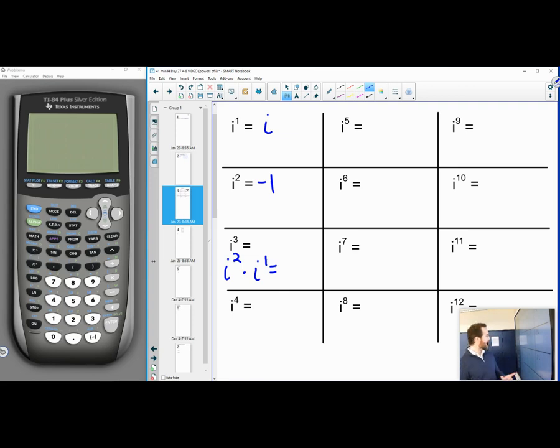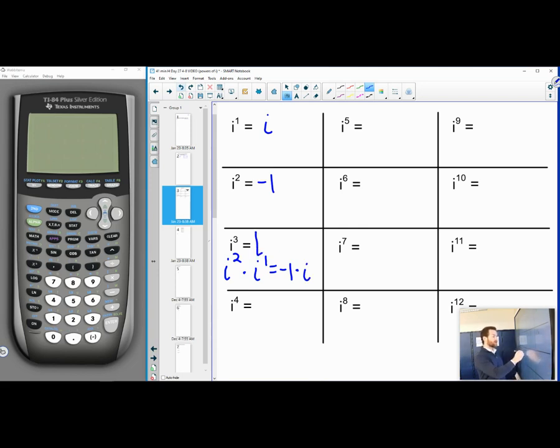But now we can substitute in, or rather simplify, these two expressions, the I squared and the I to the first, because we already know what they equal. So I squared, that's just going to be -1, getting that fact from right there. And then that's going to be times I to the first, well, that's just I.